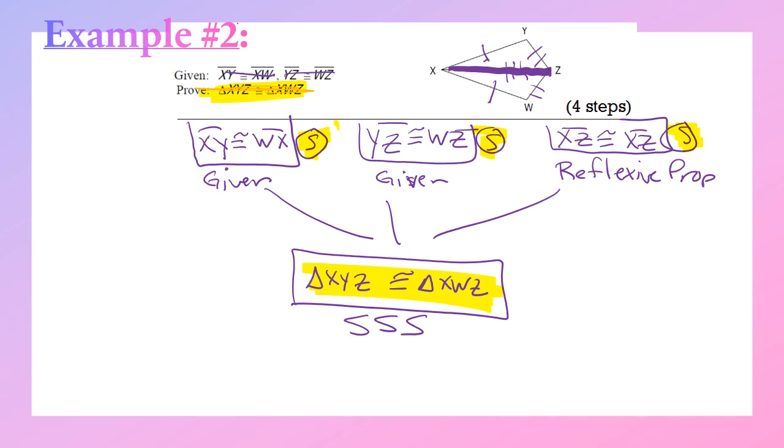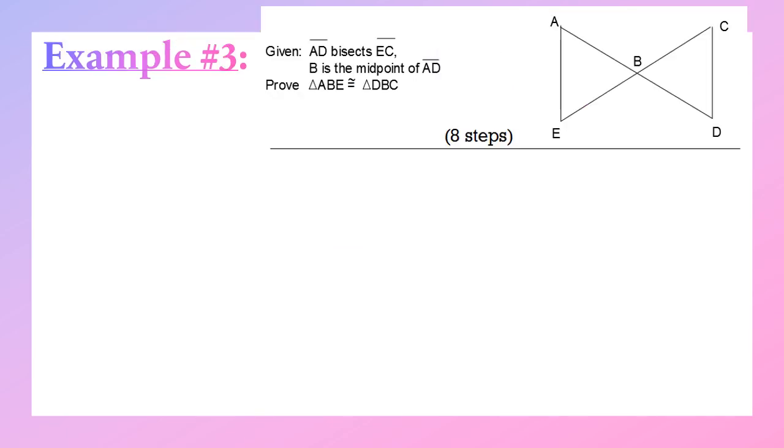Let's tackle a little something different. Okay, so looking at example number 3, AD bisects EC. This is going to be a little bit longer, so I'm going to use my extra space up here. So AD bisects EC. Because there is no congruent statement here, I'm not going to combine that with my other statement.